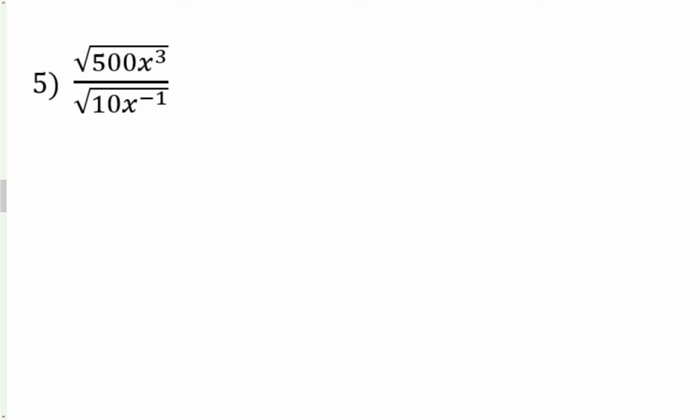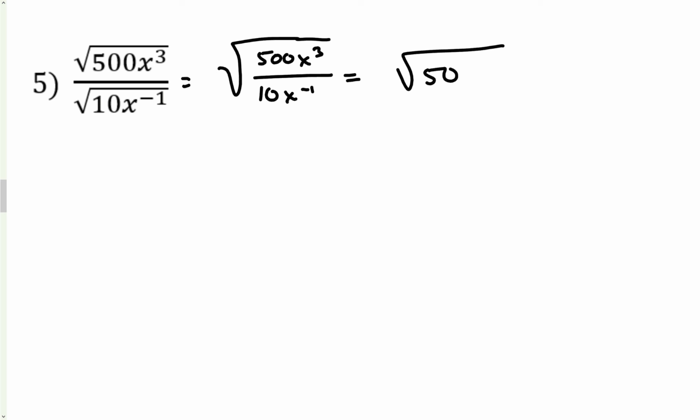This question, 2 radicals, both square roots. Why not just put them together so I can simplify this? So 500 x to the 3rd over 10x to the negative 1. Well, now it's a fraction that I can simplify. 500 divided by 10 is 50. This negative exponent goes up to the top and gives me x to the 4th. 50 x to the 4th, the square root of 50.